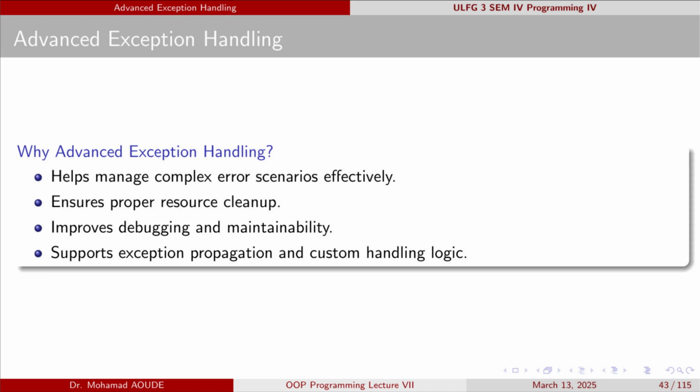Advanced exception handling is crucial for writing robust, maintainable code. It helps manage complex errors, ensures proper resource cleanup, and improves debugging by preserving detailed error context. It also supports custom logic and exception propagation, giving you full control over how your application reacts to failure.